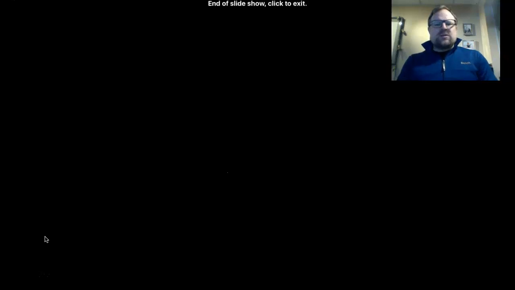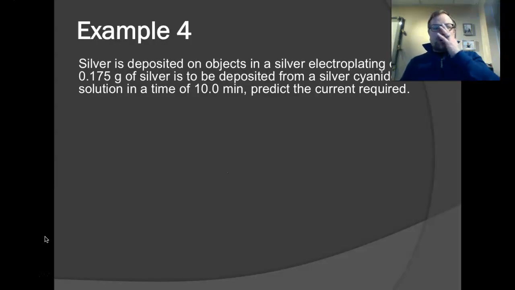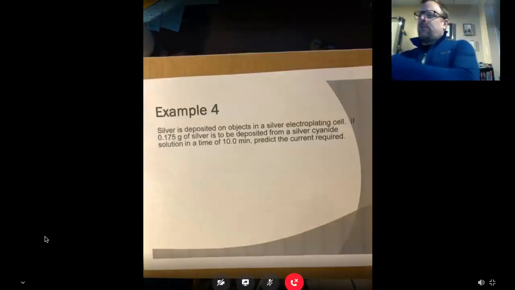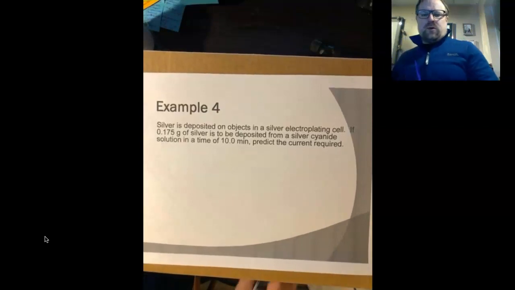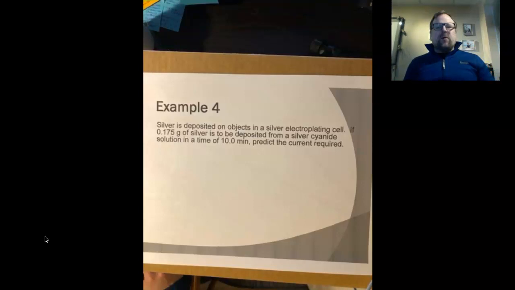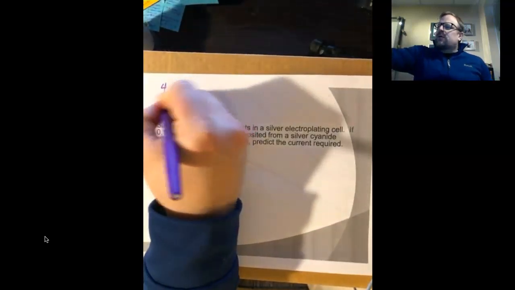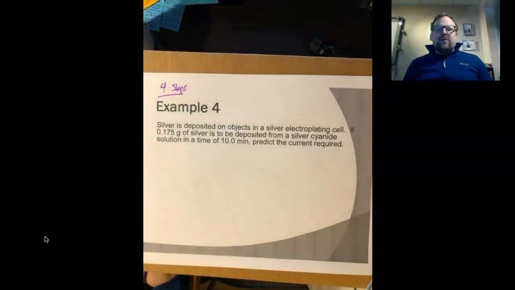So let's do the last one. And hey, look, that's the end of the slideshow for Unit B, which is a long one. I'm going to switch back to our one last example, example 4. I'm going to tuck the cord out of the way so it doesn't get in my way. This is going to be relatively similar to the last one. We're still going to follow our 4 steps for stoichiometry that we always follow, and we'll sort our way through it.